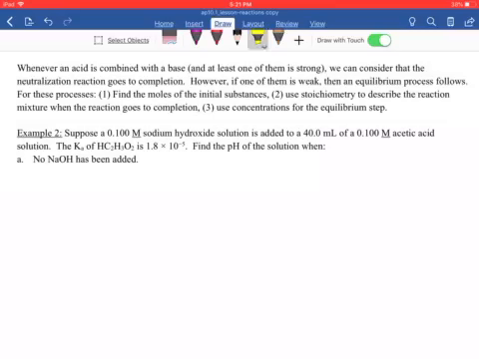At the beginning of this example, there's a paragraph that says, whenever an acid is combined with a base, and at least one of them is strong, we can consider that neutralization reaction goes to completion. Whenever you combine an acid and a base, it's usually going to neutralize and make water at some point. However, if one of them is weak, then an equilibrium process follows. So this is important. If one of them is weak, there's an equilibrium process that follows.